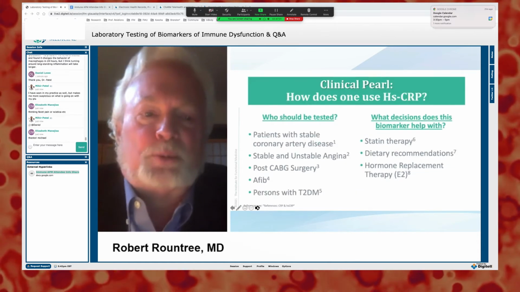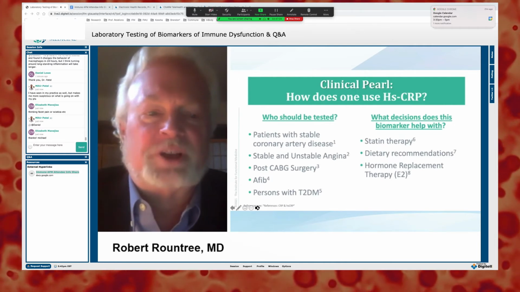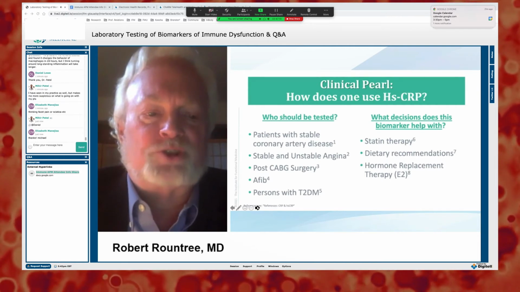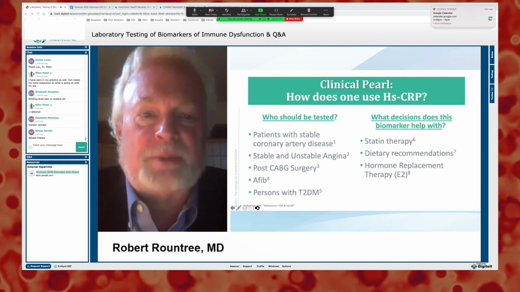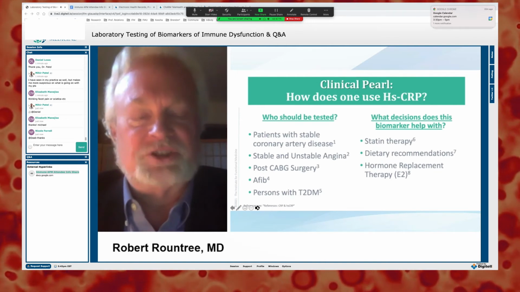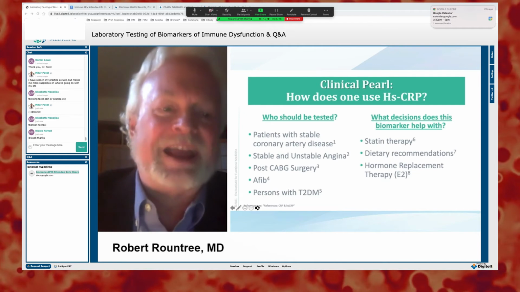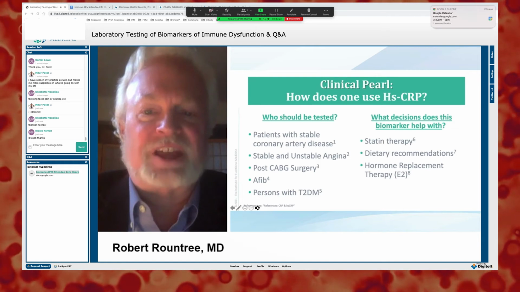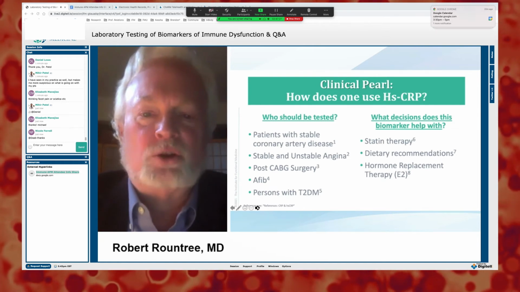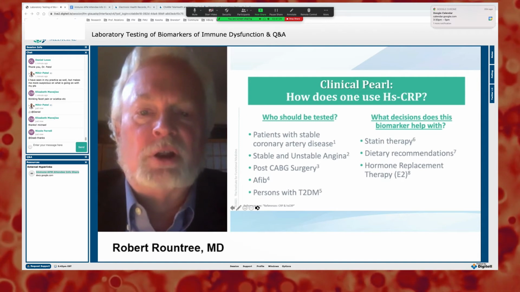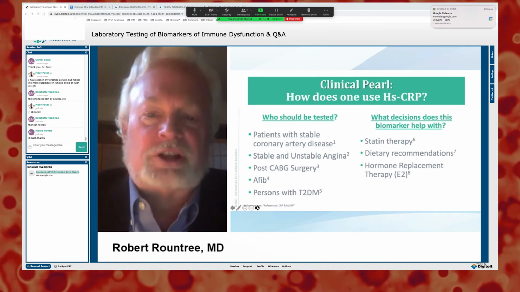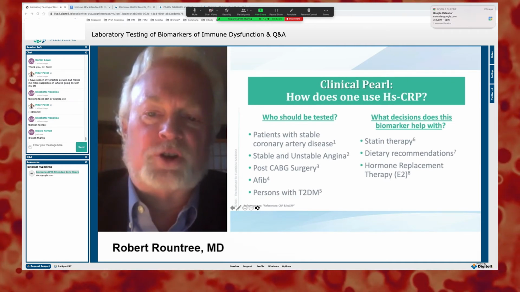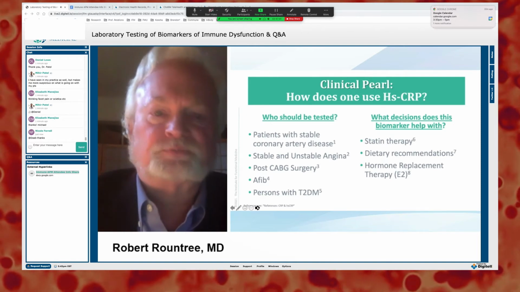So who are we testing? People with stable coronary artery disease or at risk of that, somebody with angina, a person that's had CABG surgery, maybe a person with atrial fibrillation, somebody with type 2 diabetes, or we're saying people with these conditions. How about somebody at risk of getting these conditions? So I see it more for risk factor stratification. It might help me decide whether they need to be on statin therapy. If they've got a super high LDL cholesterol and a high hsCRP, then I might want to go with a medication over dietary therapy, etc.